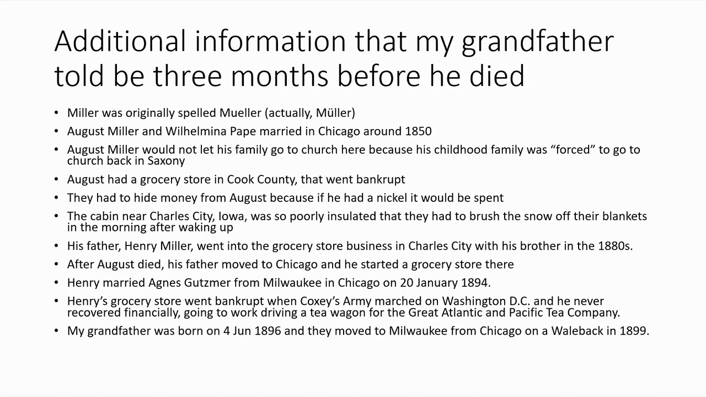Well, anyway, he told me that Miller was originally spelled Mueller, the German spelling, and that August and Wilhelmina married in Chicago sometime around 1850. And he said that August, and he got this information from his father because his grandfather died before he was born, would not let his family go to church in the United States because his childhood family was forced to go to church back in Saxony. And he said that August had a grocery store in Cook County that went bankrupt. They had to hide money from August because if he had a nickel, it would be spent. The cabin near Charles City, Iowa was so poorly insulated that they had to brush the snow off their blankets in the morning after waking up.